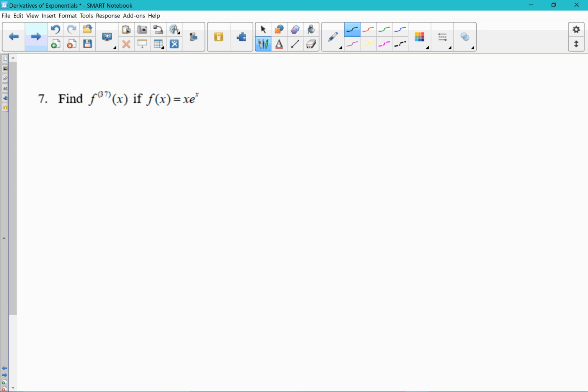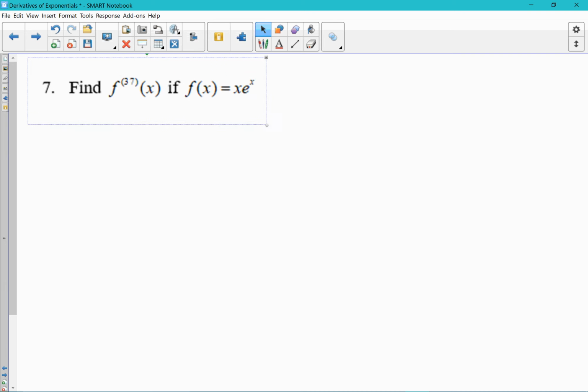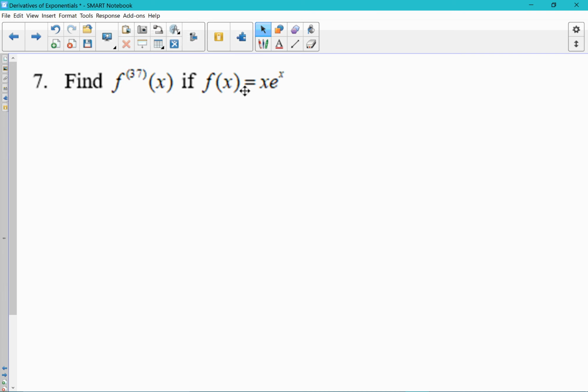All right, one last question in this section. Find the 37th derivative of x e to the x. So I'm sure as you're guessing, this will be just like finding the 37th derivative, for instance, of sine of x or cosine of x. We're going to go all the way down. So we're going to have to use the product rule here.